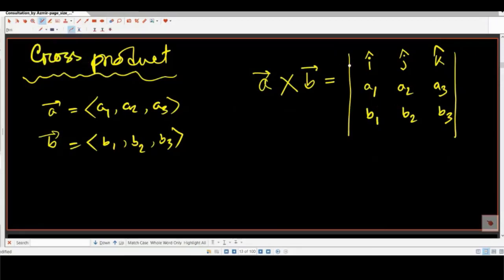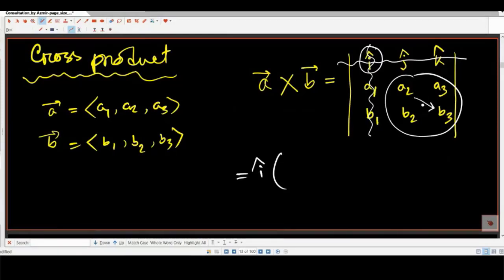First we have to work for i. Whenever we are working for i, this corresponding column and this corresponding row will not be considered. Actually we are going to find the minor of i. Minor is a term from determinant. Whenever we are having the minor of i, we can cancel out this column and this row. So from here we can use cross multiplication, that is a2 b3, then minus a3 b2.